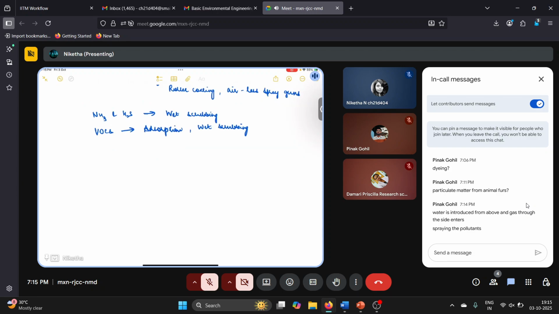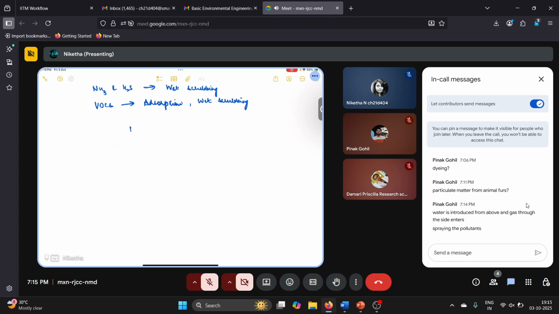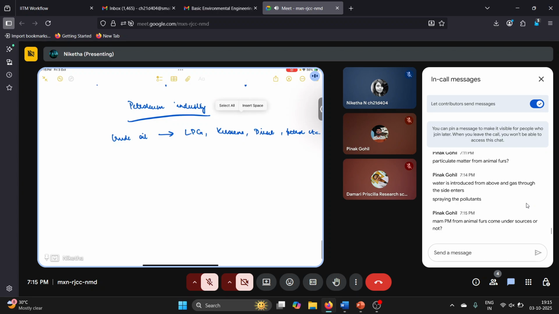Okay, next is the petroleum industry. So here, crude oil is converted to products like liquid petroleum gas, kerosene, diesel, petrol, and so on. So, what are the wastewater sources here?